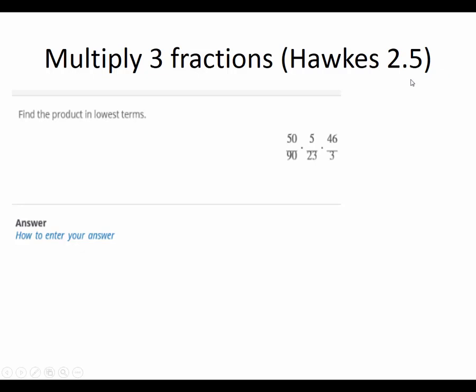This is from HOX section 2.5, as you can see, and it's multiplying three fractions together. It says find the product, and it's giving me three fractions to multiply together.